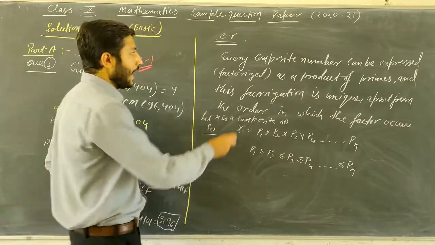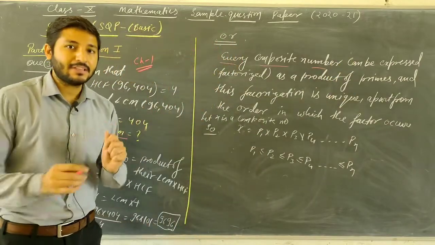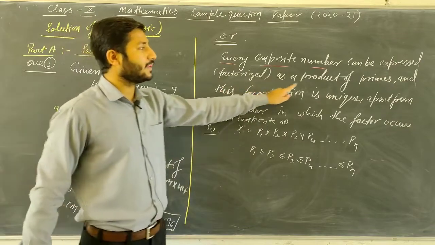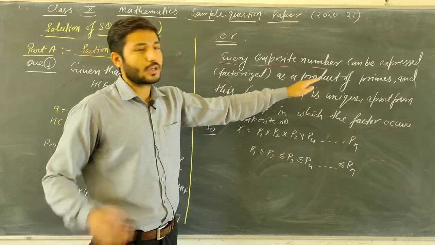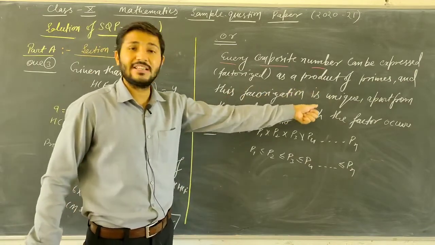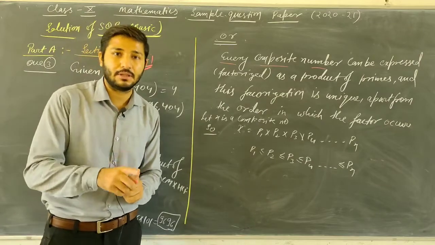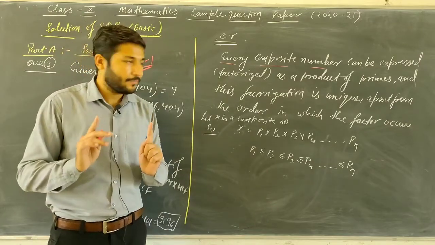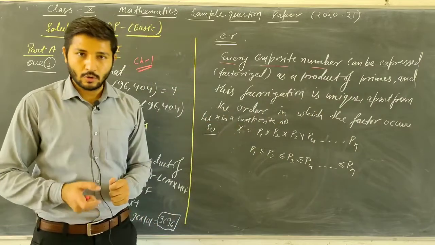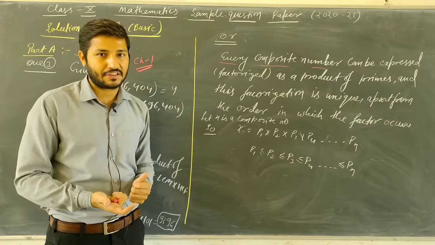Every composite number can be expressed, or factorized, as a product of its prime factors, and their prime factorization is unique. Always, the prime factorization of a composite number is unique, apart from the order in which the factors occur. Apart from this means you have to mention the factors in the order in which they occur.